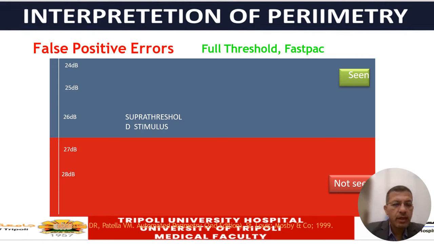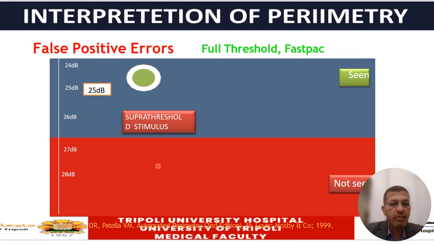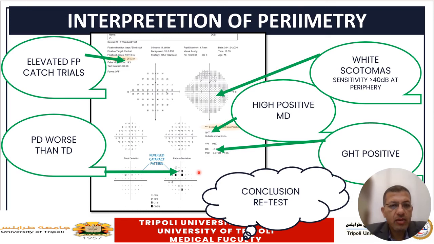In this slide, I will speak about how the machine determines the false positive errors. In this test, the machine will produce a sound without a light, and the patient will respond by pressing as if he's seeing the light. So this is one way: the machine produces only a sound and no stimulus, and the patient will press that he's receiving the light. This is a false positive. This slide shows the impact of false positive errors on the perimetry printout.